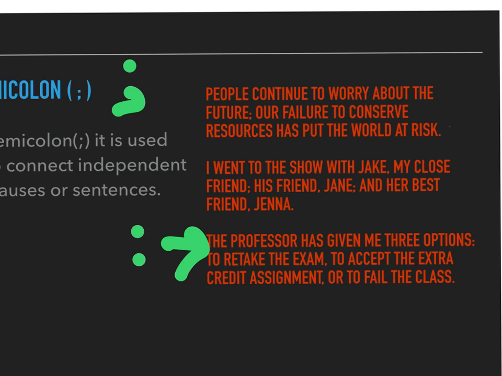Now the list is what? Let's understand what the list is. The list is to retake the exam, to accept the extra credit assignment, or to fail the class. Now this is the list. A list of options, a list of things to do, or anything else. It does not introduce, but it shows the list of options. So colon is used to introduce a list. So we understood about semicolon and colon.